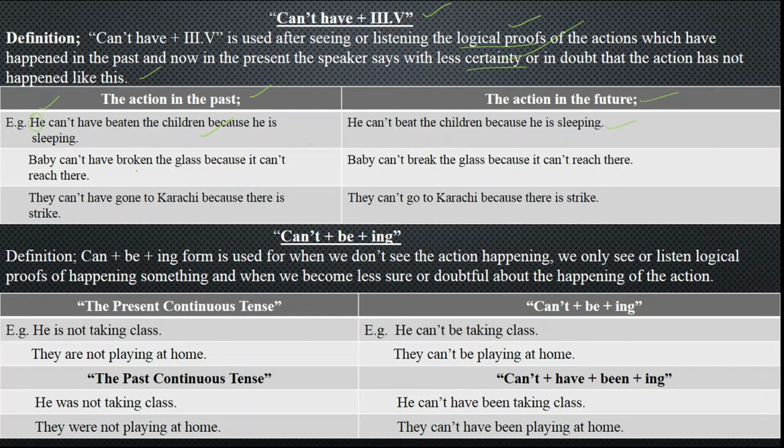And baby can't have broken the glass because it can't reach there. Now the baby can't have broken the glass. Now the glass is broken, but here we have the prediction because we are not sure, but we have less certainty that maybe another reason could be because that baby cannot reach over there, and this can happen in future. I say baby can't break the glass because it can't reach there.